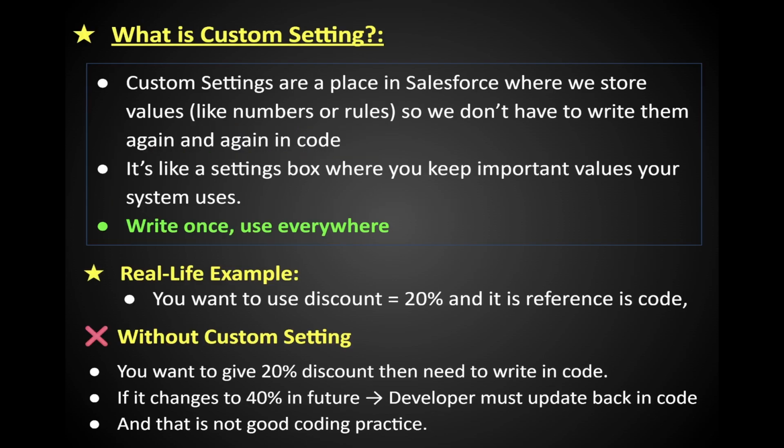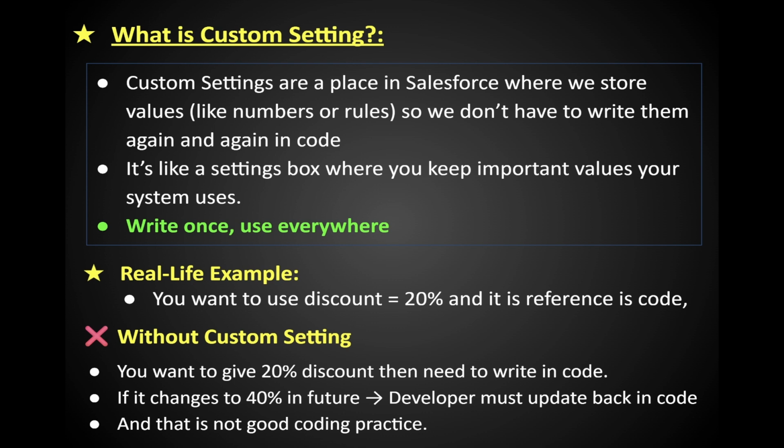Okay, so let's start. The first point is, what is custom setting? To understand custom setting in a simple way, custom settings are a place in Salesforce, just like a setting place, where we store values like numbers, text values, or any rules which you want to give. So we don't have to write them again in the code or flow, wherever we can use custom settings. We can say it's like a custom setting box where you keep important values your system uses.